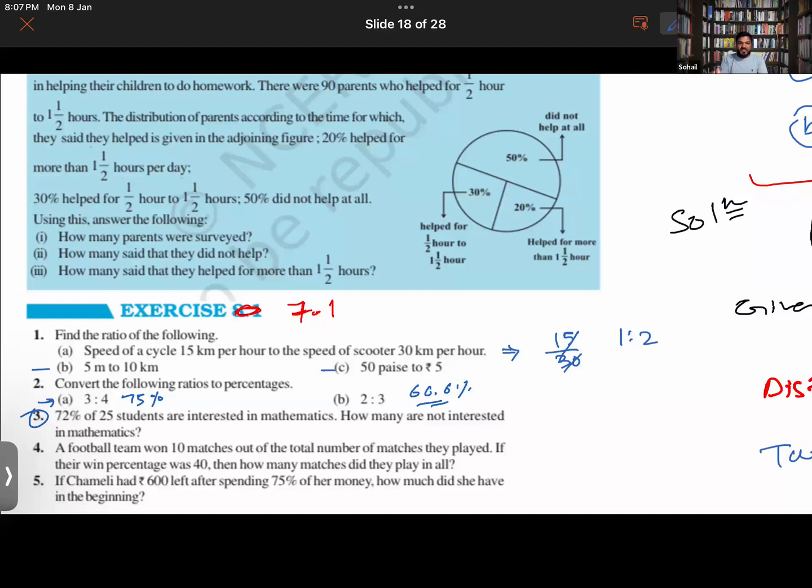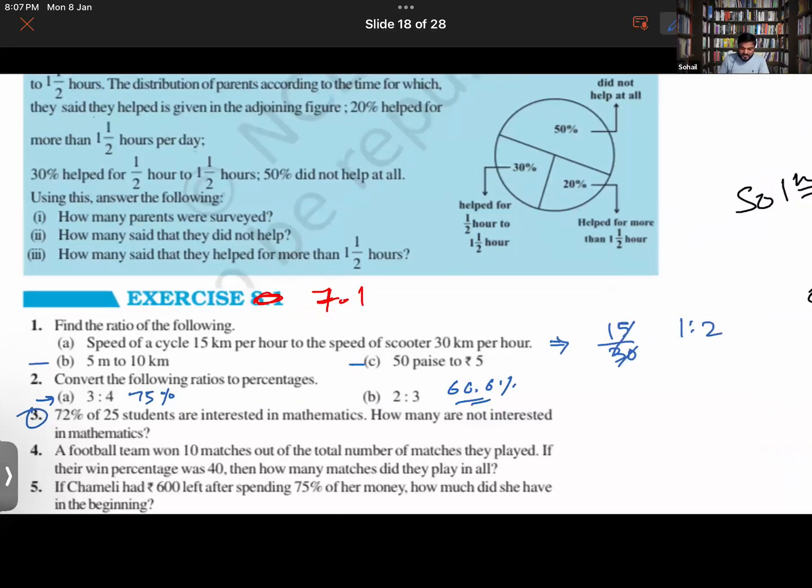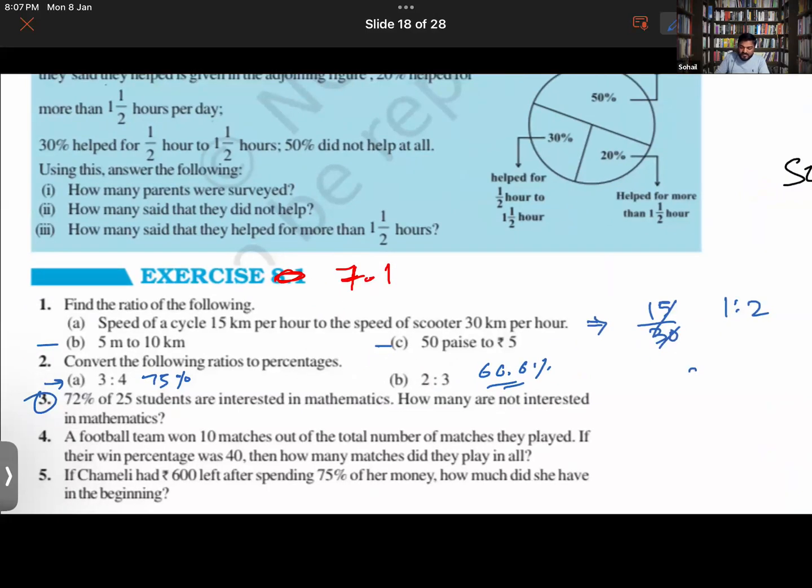See, it's a general understanding, let's see the values which you guys have given to me. Arhan, you are saying 25, and Arham, you are saying 18. See, 72% of 25 students are already interested in mathematics. How many not interested? Exactly, 7. So 18 are the numbers of those students who are interested.